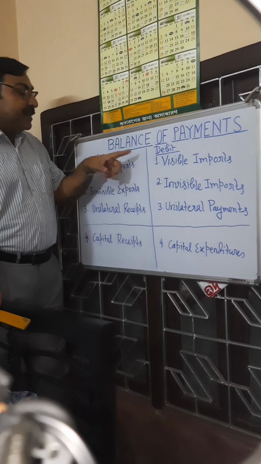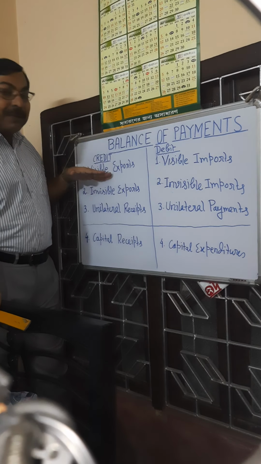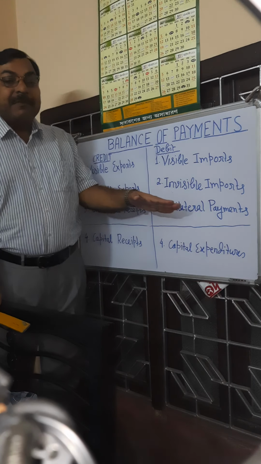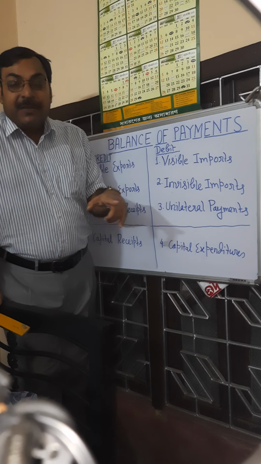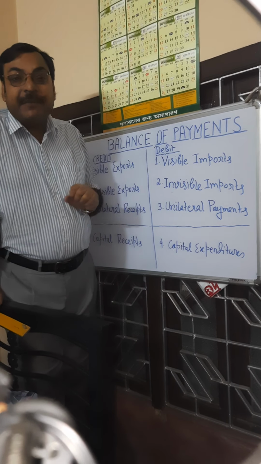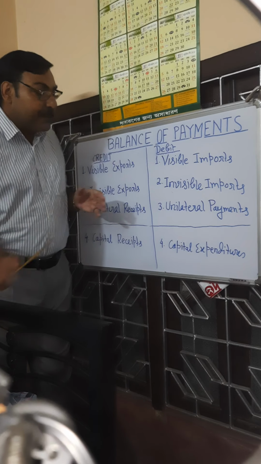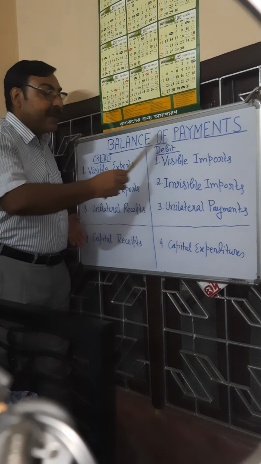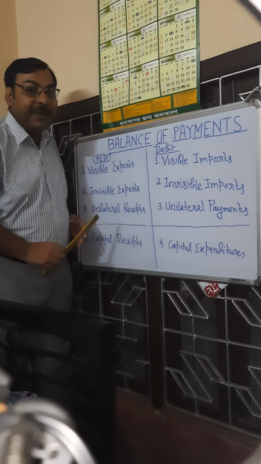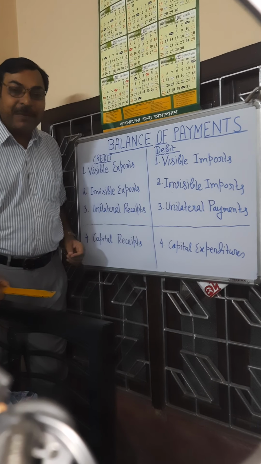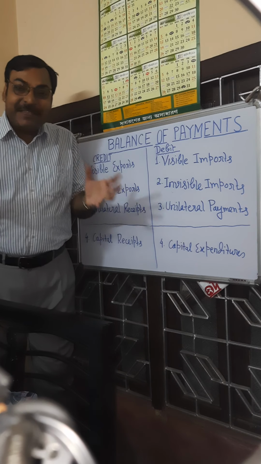These 3 items, visible items, invisible items, and unilateral payments or incomes, build the current account of balance of payment. So up to these 3 items mentioned here are within the current account of balance of payment. That means there is a capital account also in balance of payment. This is why we say it is a systematic record.